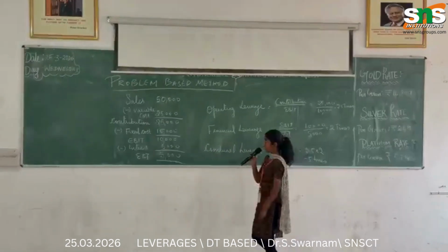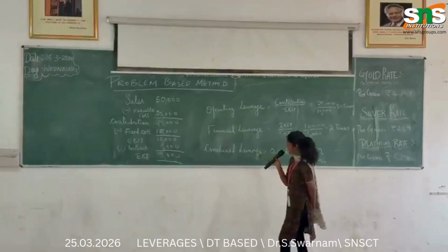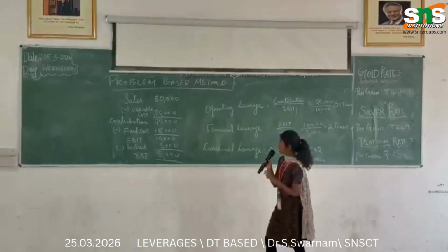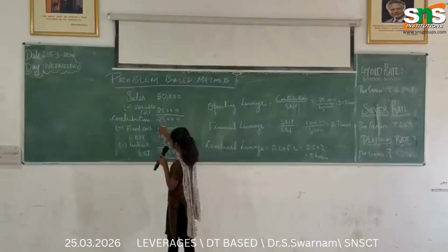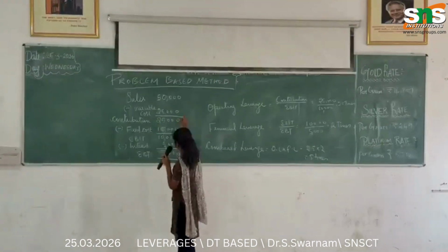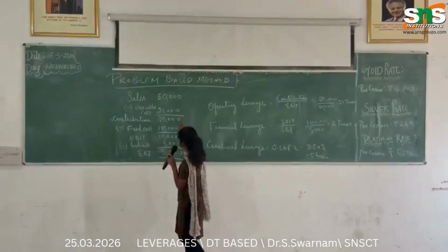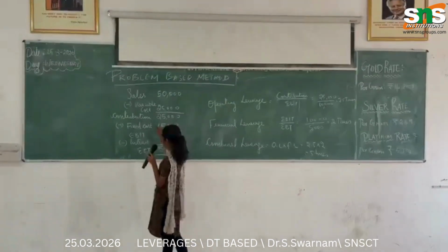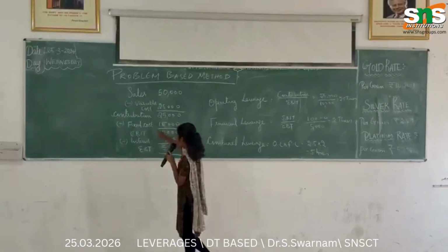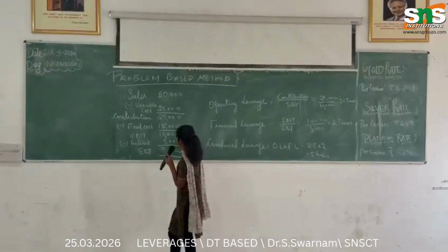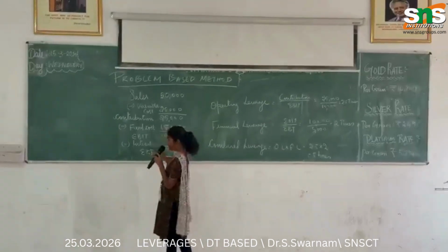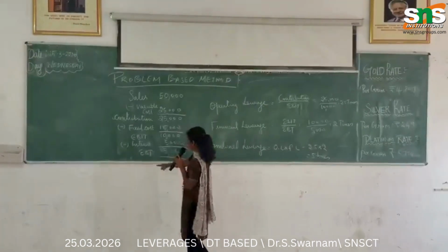Here we use the problem-based method. Today in this problem we have to calculate operating leverage, financial leverage and also combined leverage. The givens are sales 50,000, and variable cost is also given. We subtract variable cost from sales and we get 25,000. It is called contribution. From contribution we subtract fixed cost, 15,000, and we get EBIT, which is 10,000. From EBIT we subtract interest, 5,000, and we get EBT.